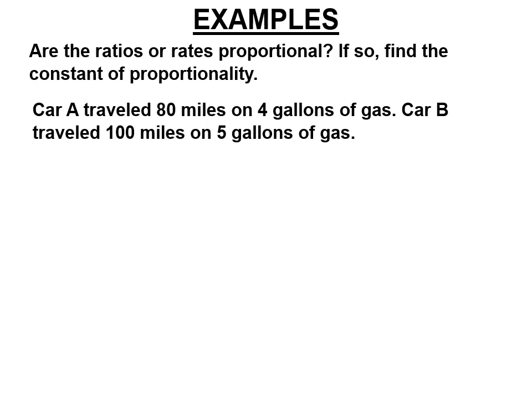All right, so are the rates proportional? If so, find the constant of proportionality. Car A traveled 80 miles. Now this time it's going to be a rate, 80 miles on 4 gallons of gas. I'm going to abbreviate gallons, gal. And so car B goes 100 miles on 5 gallons of gas.